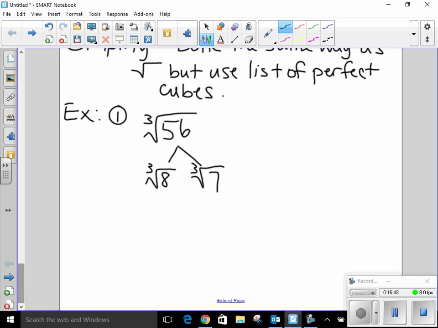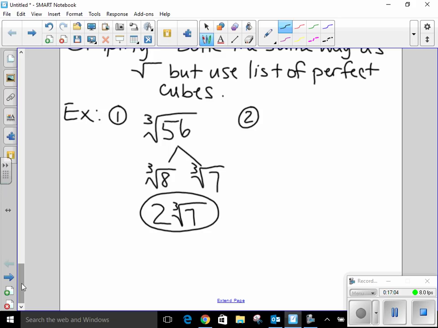So cube root of 8 times the cube root of 7. Right? And the cube root of 8 is the whole number 2. And the cube root of 7 stays under the sign, okay, because it's not a perfect cube. So here's your final answer. So you're still going to have a number on the outside of your radical, and then you're going to have the cube root number inside.